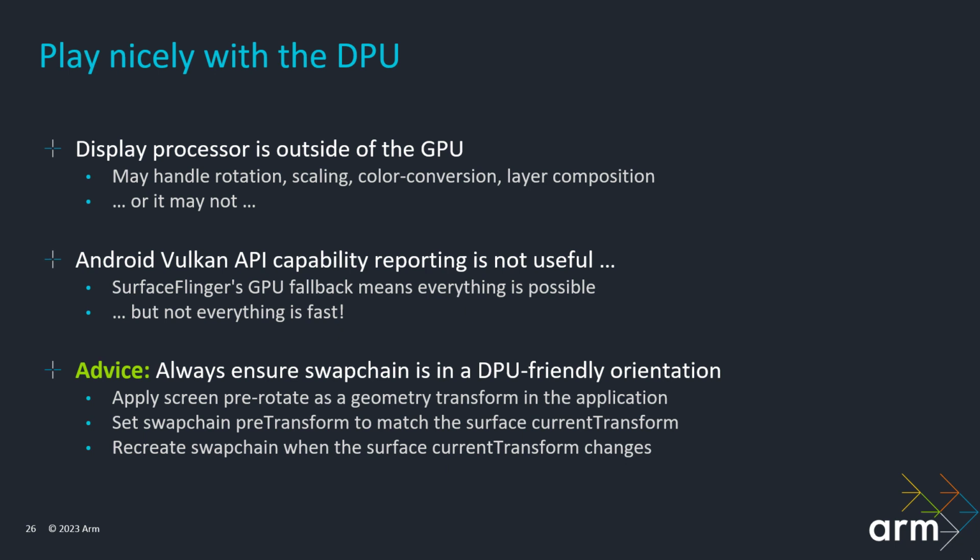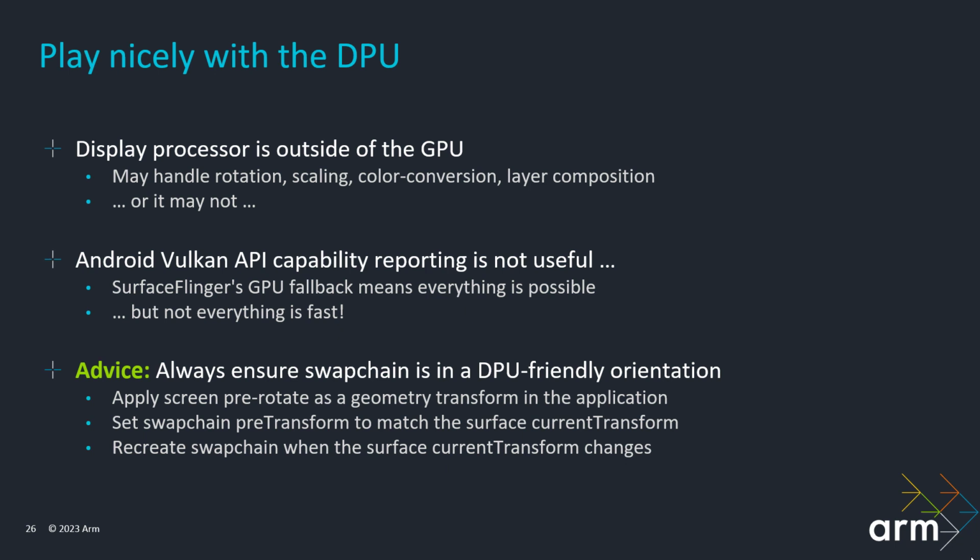There is a Query API where you can query what the display subsystem can handle, but because that GPU fallback is available, everything can be handled, just not everything is necessarily efficient. So on Android, that query isn't useful for telling you what the DPU itself can handle. So the only thing you can assume is that the DPU is very simple and it cannot handle rotation.